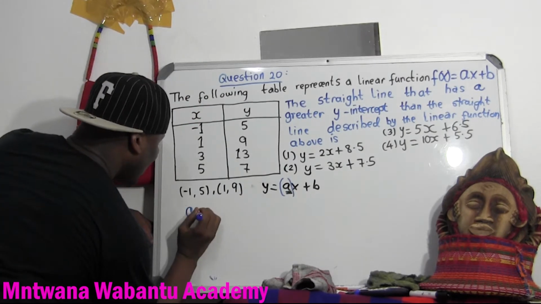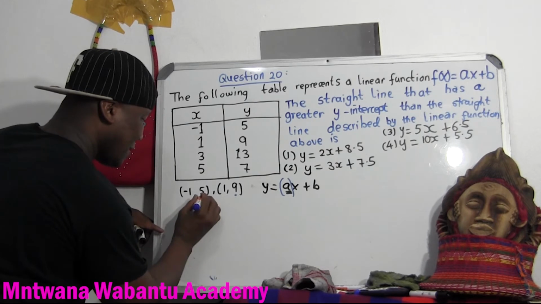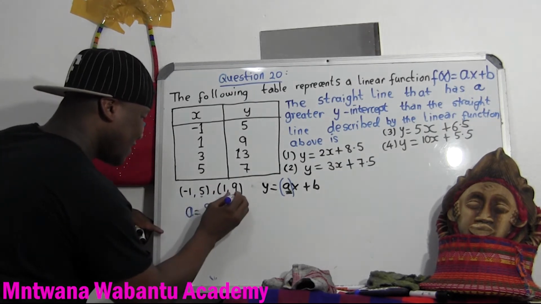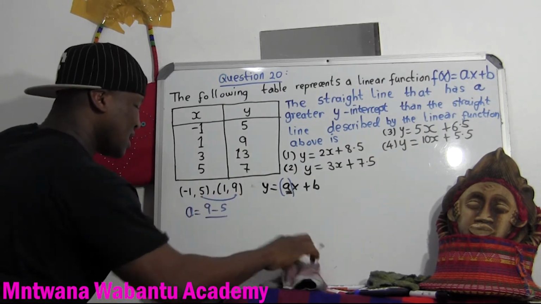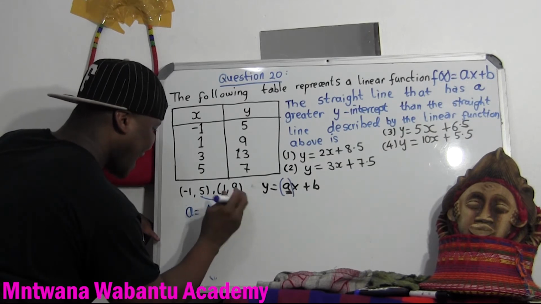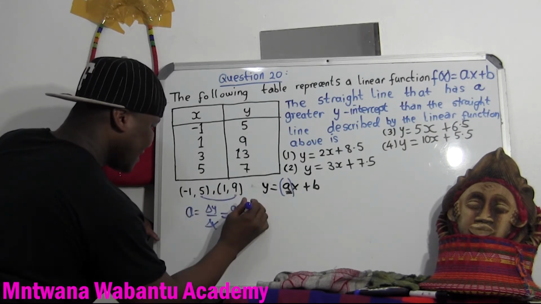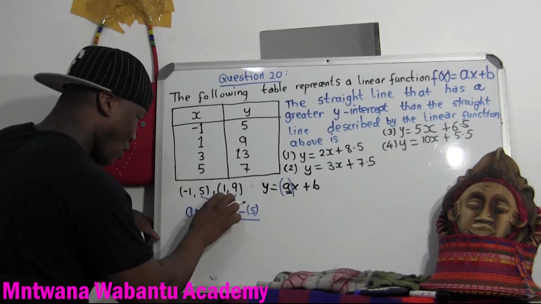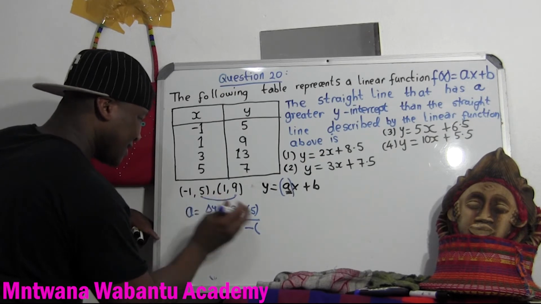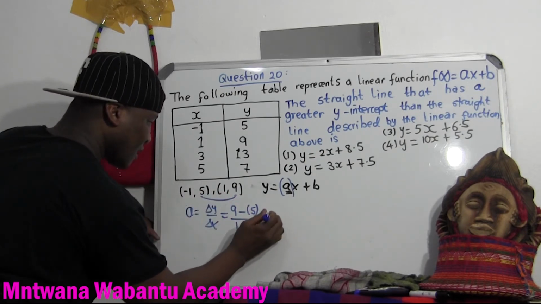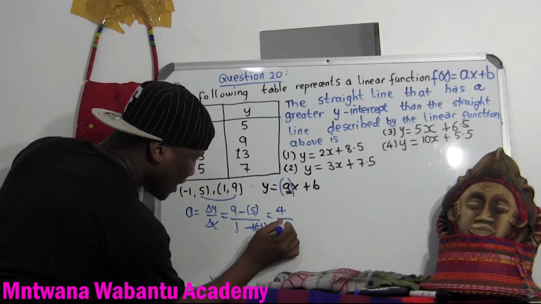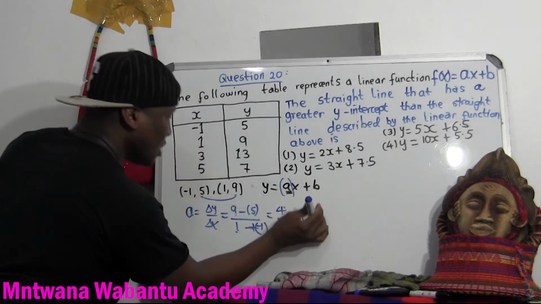To get the slope or gradient, the change in y means take this y minus this other y, over the change in x. So that means 9 minus 5 over 1 minus, this x minus this x. But what is the value of x here? Negative 1. So 9 minus 5 equals 4, over 1 plus 1 equals 2. So 4 divided by 2 equals 2. So the value of the slope equals 2.